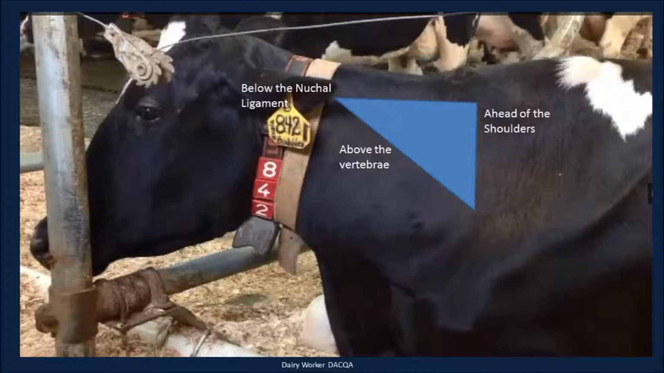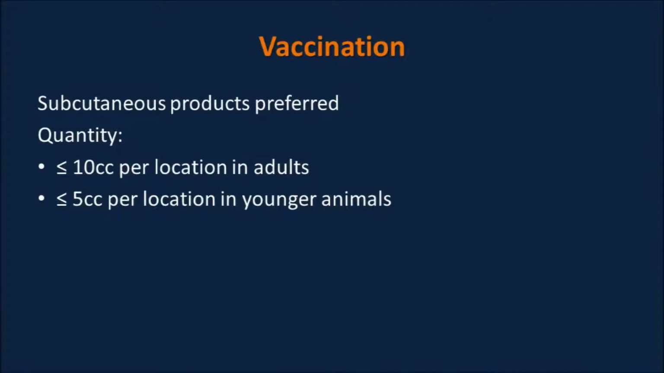Within this region, you want to preferentially place subcutaneous shots. The reason we're placing sub-Q shots is because we're not injecting into the muscle, and therefore we will have limited injection site lesions. The quantity of injections that we give will depend on whether we're injecting an adult or a young animal. Adults, you want to give no more than 10 cc's per location. In younger animals, you want no more than 5 cc's per location.